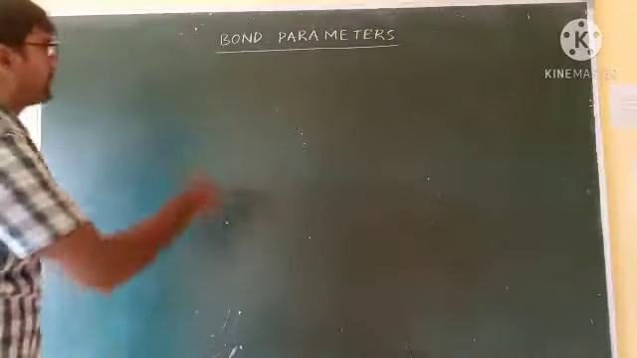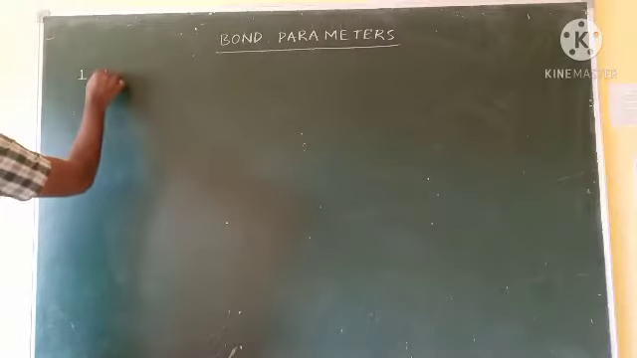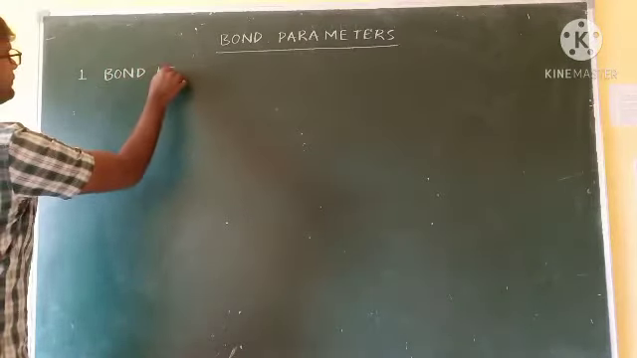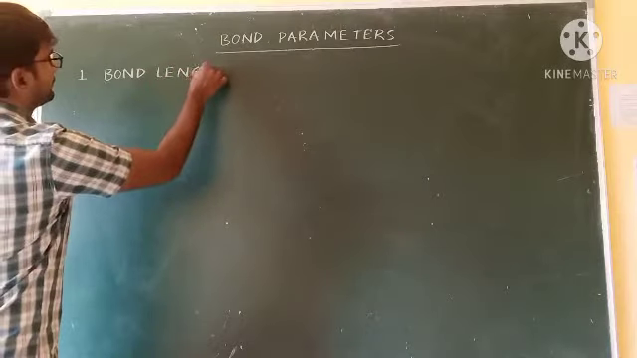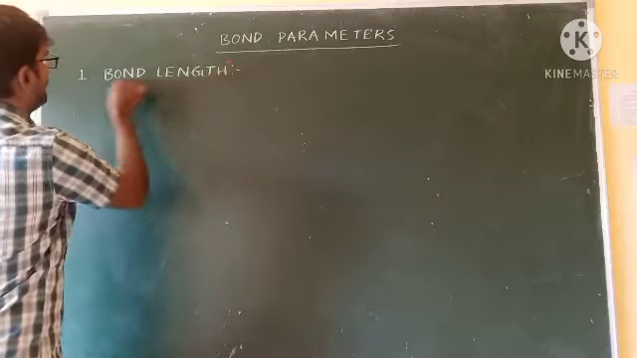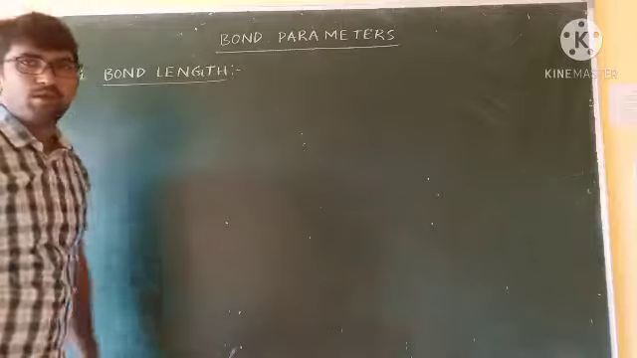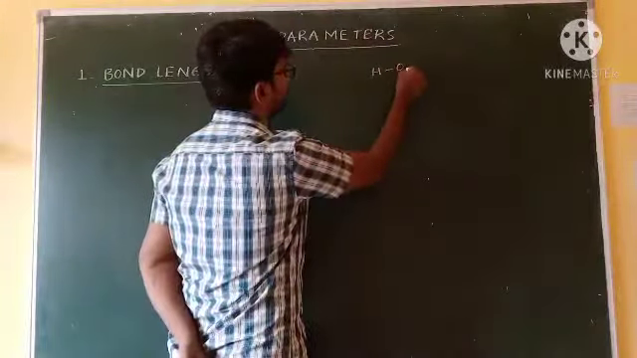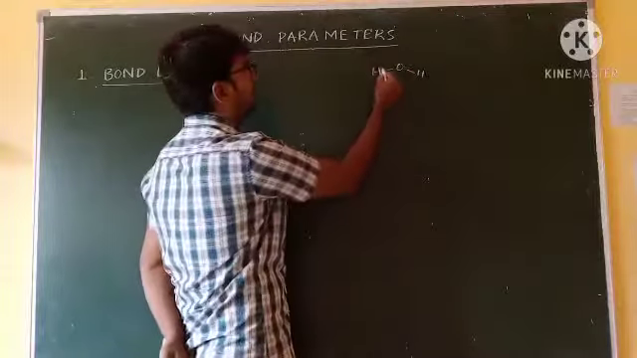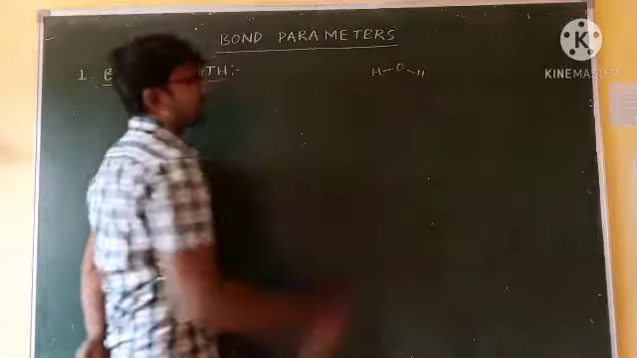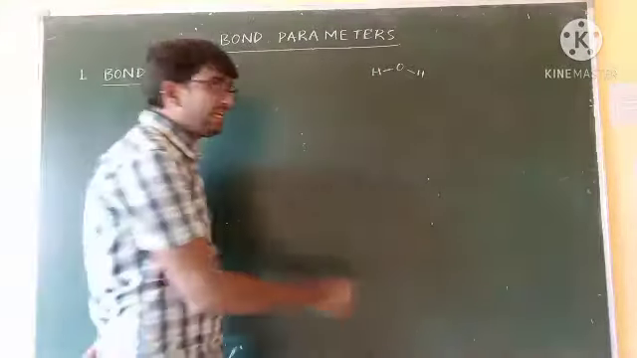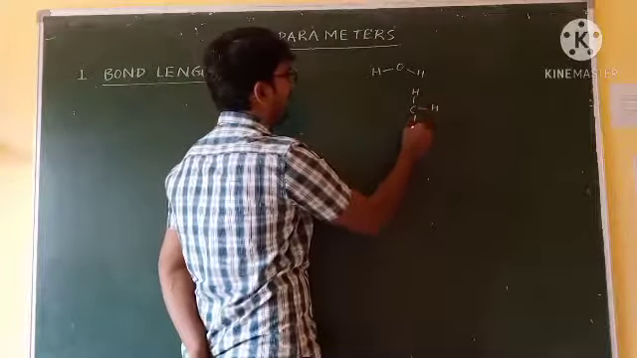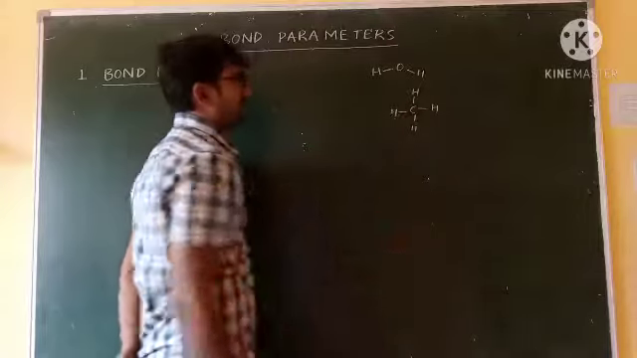Bond parameters. The first one is bond length. Bond length means, for example, an H2O molecule is given to you. What is the bond length between oxygen and hydrogen atoms? For example, a CH4 molecule is given. What is the bond length between carbon and hydrogen atoms?